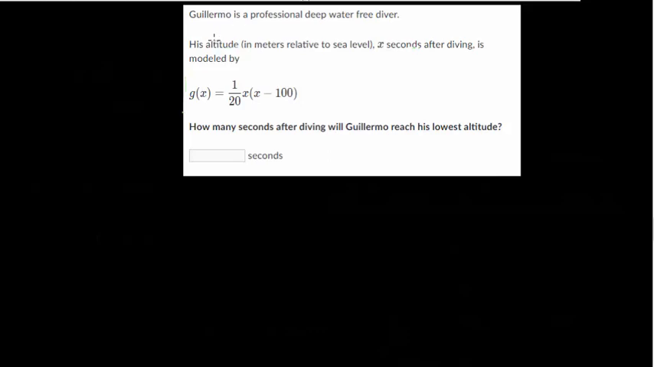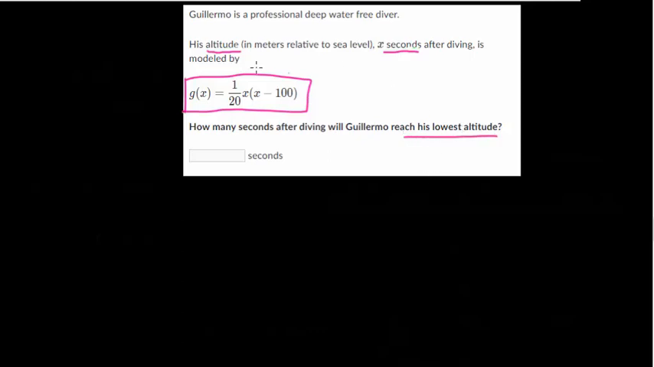So I may mispronounce this, but let's go with Guillermo is a professional deepwater free diver. His altitude in meters relative to sea level, x seconds after diving, is modeled by this equation. And we need to answer how many seconds after diving will Guillermo reach his lowest altitude?